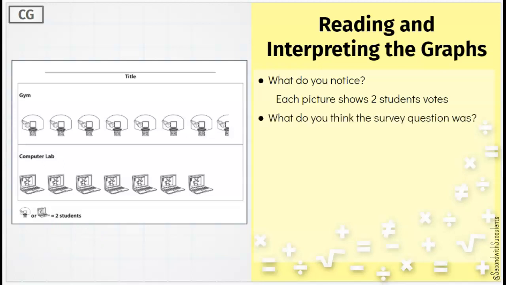Now, I want you to be thinking. We've noticed a few things. Now I want you to think. What is this survey question? What do you think the person who gave the survey wanted to know? Remember, when we have a survey, we're collecting data or information. What do you think the question was?